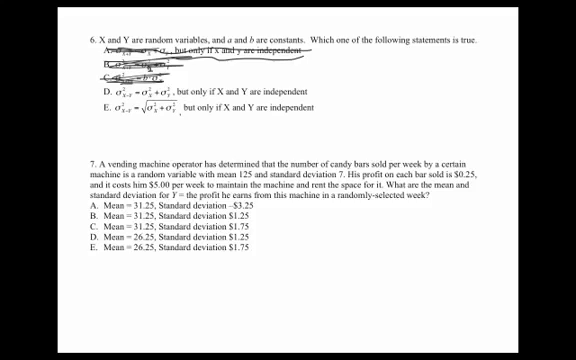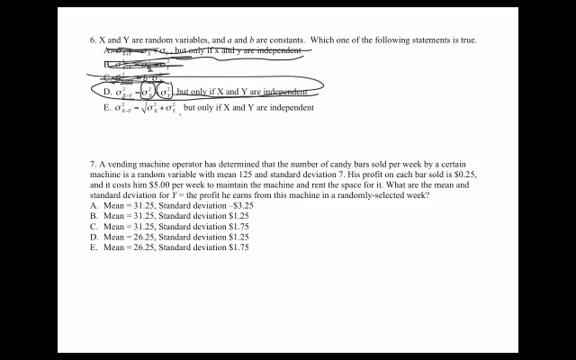D, we're looking at the variance of x minus y, but this is correct. We would take the variance of x plus the variance of y, and then they have the second part that we need, but only if x and y are independent. We can only add standard deviations or add variances if we know that the variables are independent.